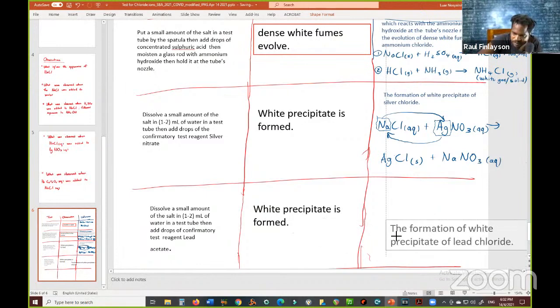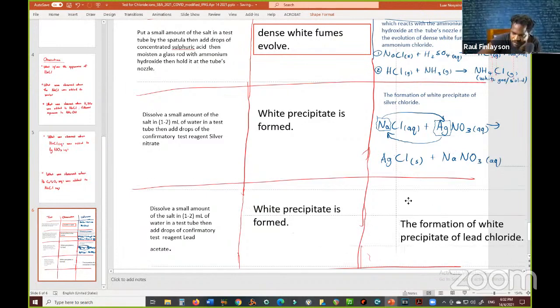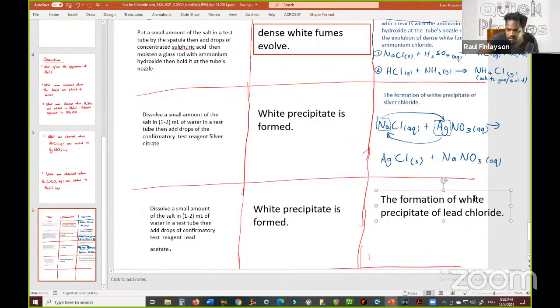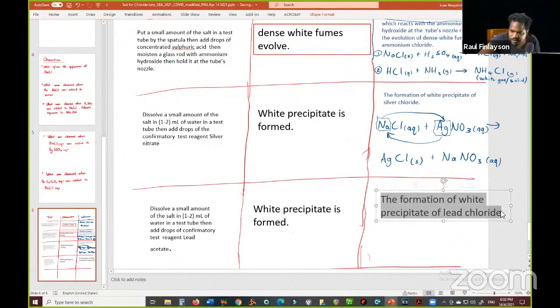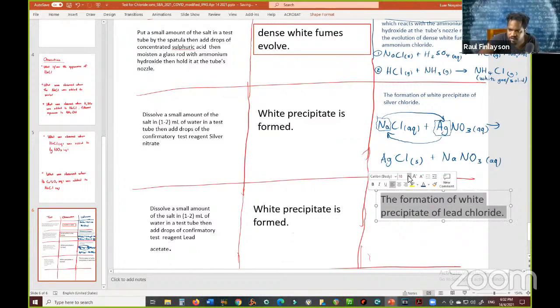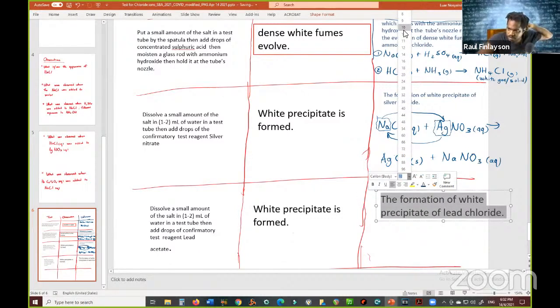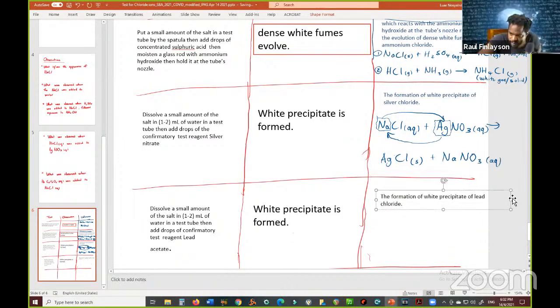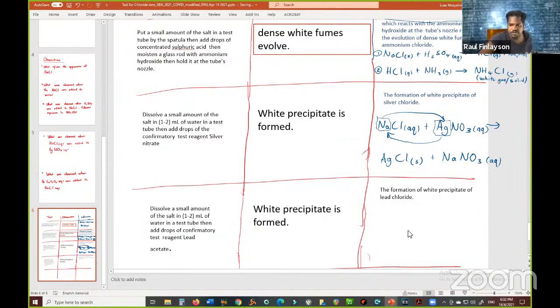Let's drag this. We can probably make the font smaller as well, so this would be like a size 10. All right, I'm good here. So there we have that, guys. White precipitate, lead chloride. We need to show how that forms.